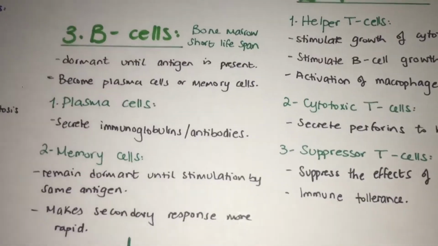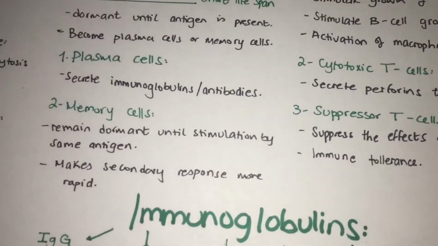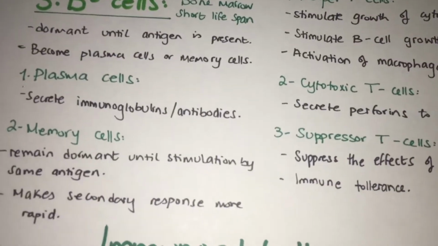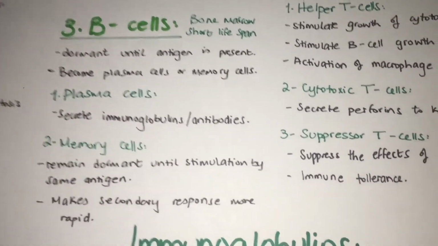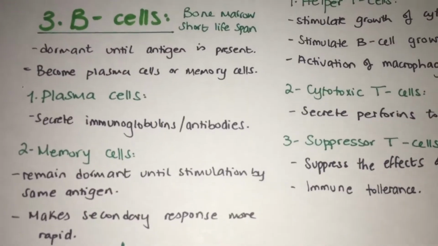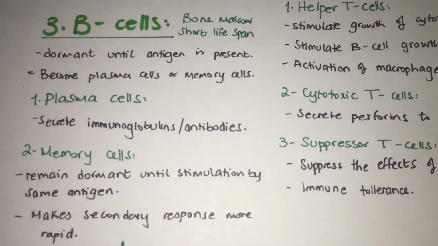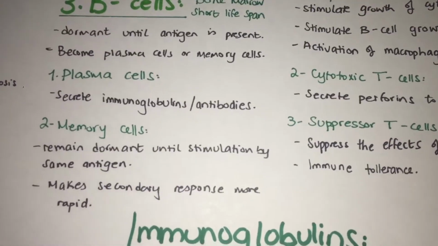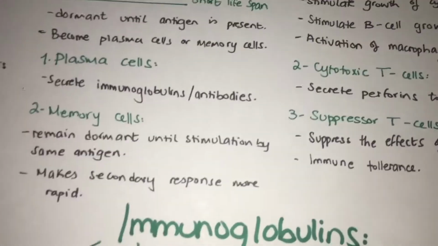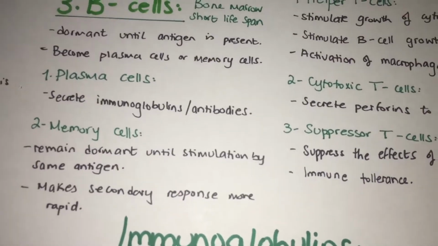We're going to be explaining what an antigen is and how that works later on. They then differentiate into other things. They can differentiate into plasma cells or memory cells. Plasma cells are responsible for secreting immunoglobulins and antibodies. Memory cells remain dormant until stimulation by the same antigen again. That way they make the secondary response more rapid.